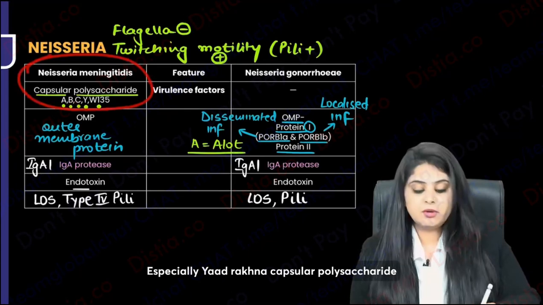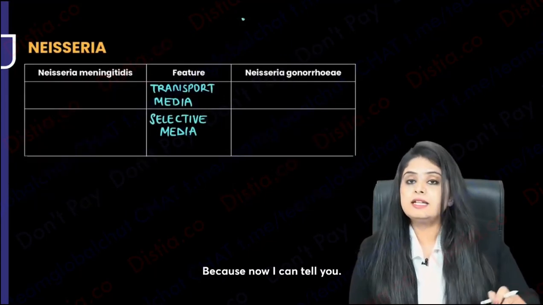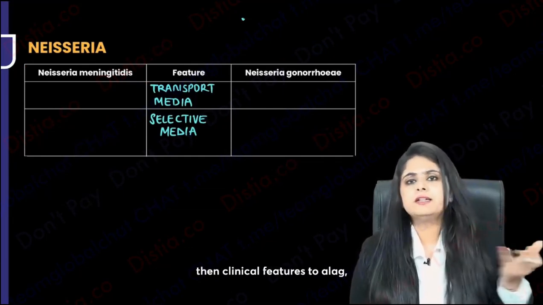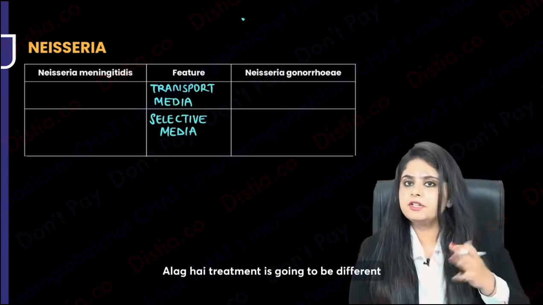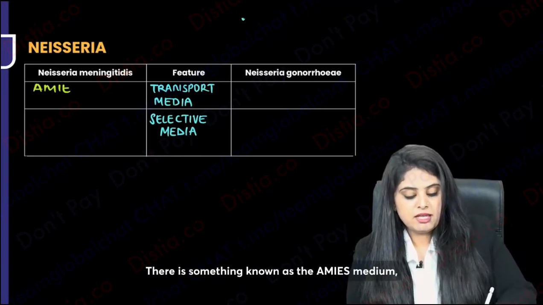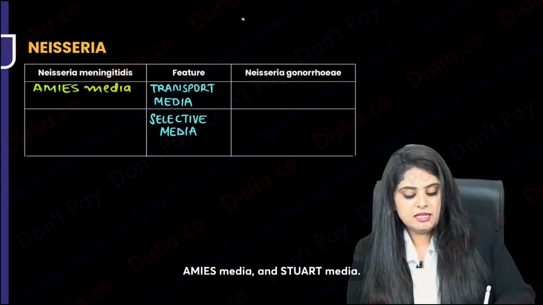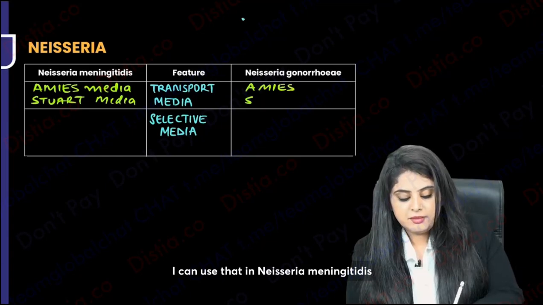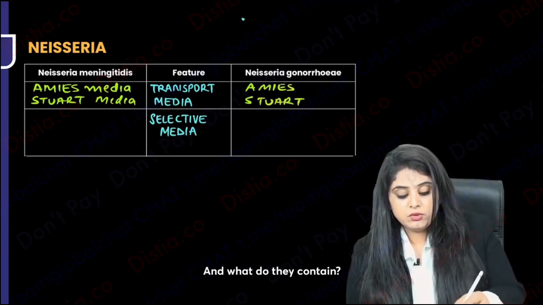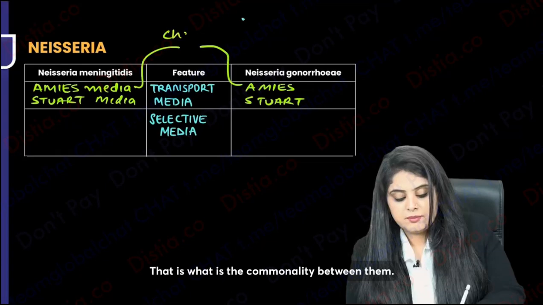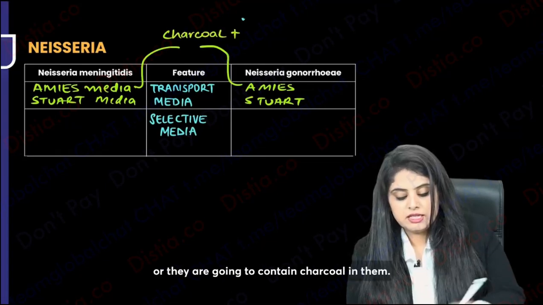Especially remember capsular polysaccharide for meningitis, because now I can tell you their transport media, their selective media. I'm telling you the common points first. Then clinical features are different. Treatment is going to be different. I'll talk about common features. What is the transport media? There is something known as Amies media and Stuart's media. So Amies and Stuart media is something that I can use in both places, in Neisseria meningitidis and Neisseria gonorrhoeae. And what do they contain? They basically contain charcoal. That is the commonality between them. They are charcoal based.